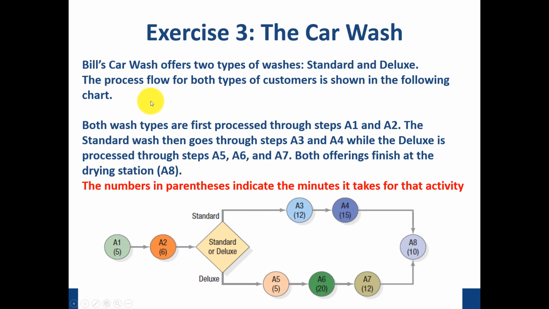Both wash types are first processed through steps A1 and A2. The standard wash then goes through steps 3 and 4, while the deluxe goes to A5, 6, and 7. I think they just get wax or something fancy. And then at the end, they all get the same process of drying. Just like before, the numbers in the parentheses indicate minutes per car.